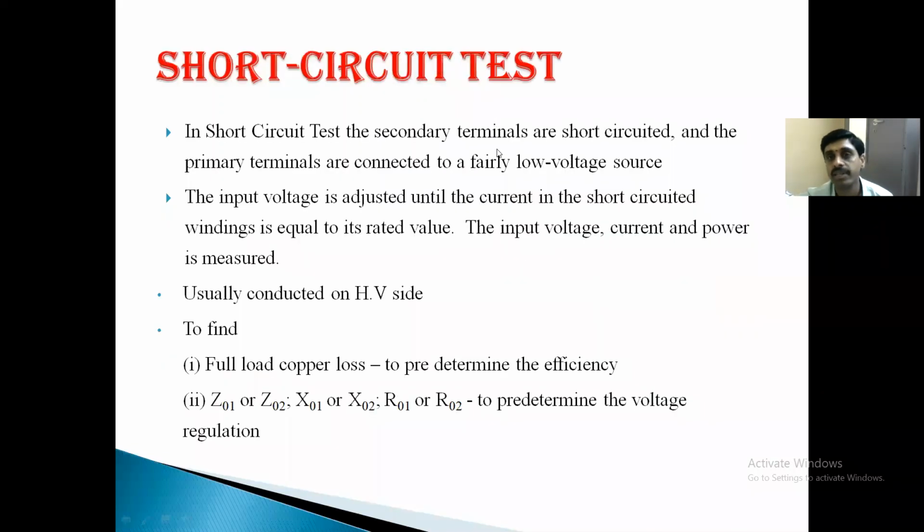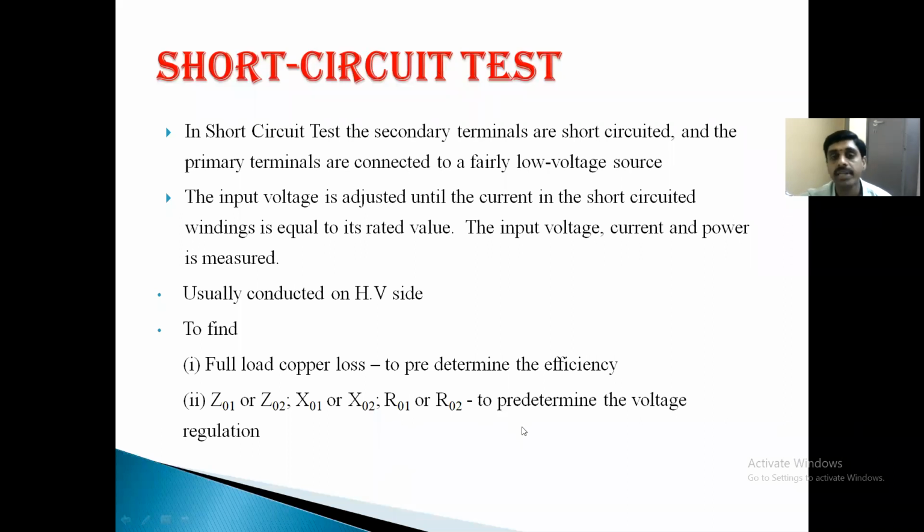Let us go ahead. In the short circuit test, the secondary terminals are short circuited and the primary terminals are connected to a fairly low voltage, and the input voltage is adjusted until the current in the short circuited winding equals the rated value. We have to adjust the voltage until rated current flows. Usually the test is conducted on the HV side, meaning the meters are connected on the HV side. We obtain the full load copper loss. Core losses are also obtained here, but since about 90% are copper losses, the core losses are negligible and we won't consider them. We take copper loss from the short circuit test and core loss from the open circuit test. So these are the parameters you can calculate.